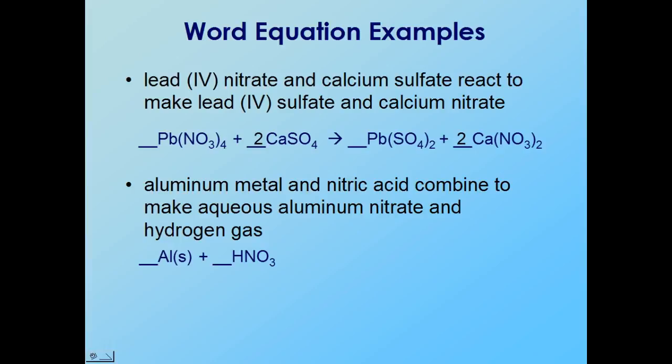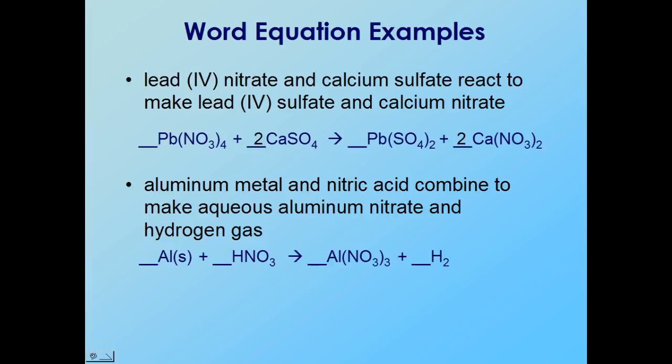Aluminum is in group 13. It has a +3 charge. Nitrate is NO3 -1. The +3 and the -1, when they are crisscrossed, gives me Al(NO3)3, and that would also have been aqueous. Sorry about that. And then, and hydrogen gas. Hydrogen is a diatomic molecule, so I would write it as H2. And so at this point, I have my formulas written correctly.